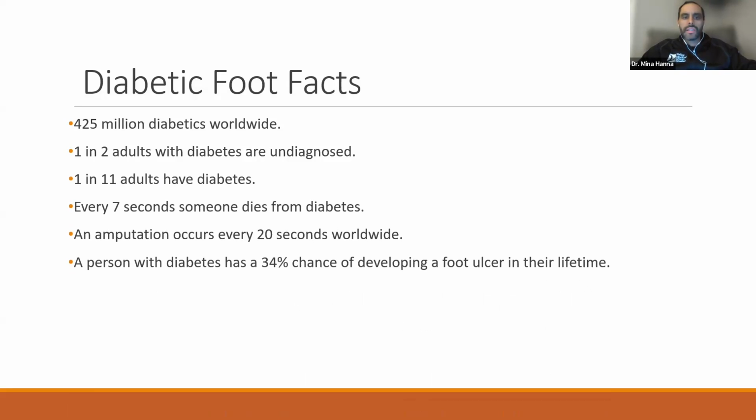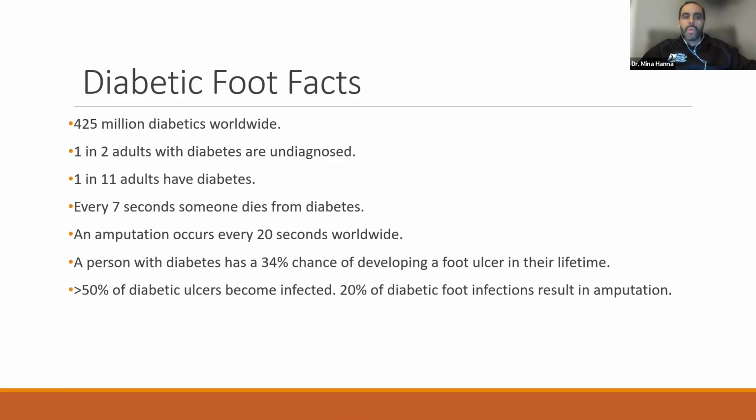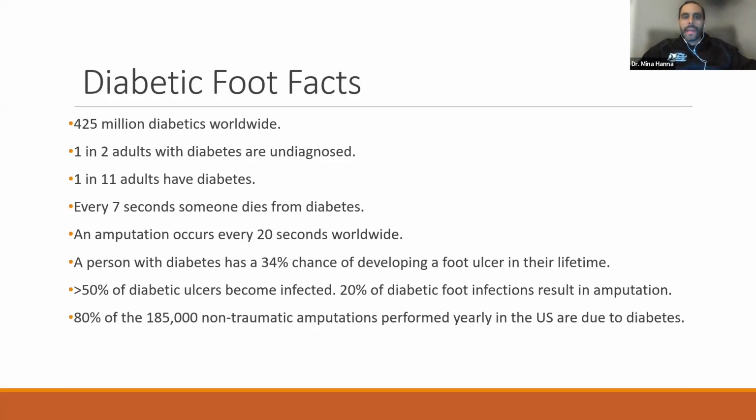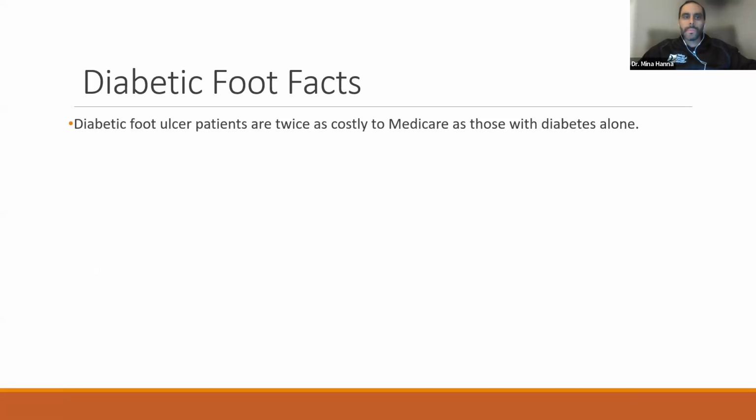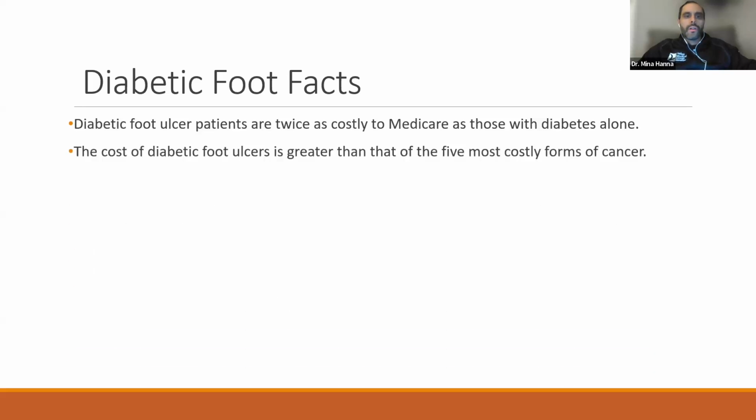A person with diabetes has a 34% chance of developing a foot ulcer in their lifetime. More than 50% of diabetic ulcers become infected, and 20% of those diabetic foot infections result in an amputation. And then 80% of non-traumatic amputations in the United States yearly are due to diabetes. Diabetic foot ulcer patients are twice as costly to Medicare as those with diabetes alone.